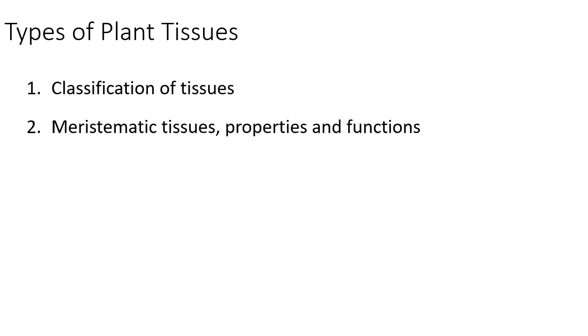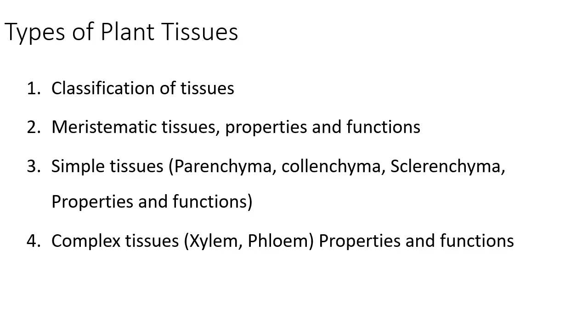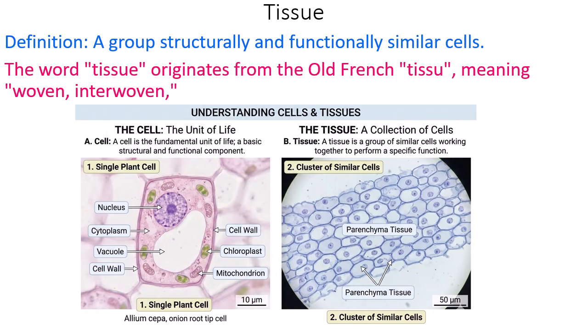In today's presentation, we are going to learn types of plant tissues, and the main focus is on classification of tissues, meristematic tissues, properties and functions, simple tissues, properties and functions, and complex tissues with respect to their properties and functions. So let us start today's presentation.